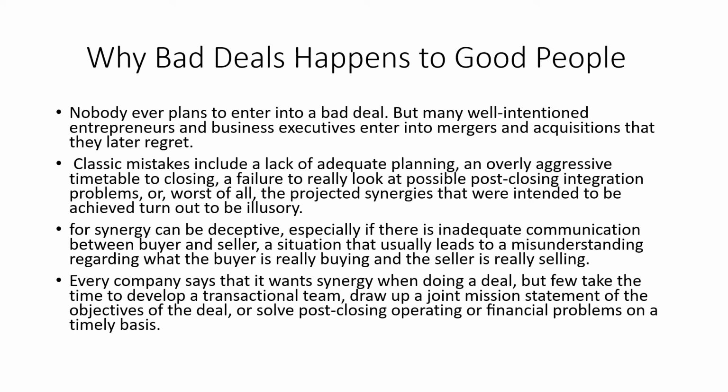Another is a failure to really look at possible post-closing integration problems. Post-closing integration problems means that once you have merged with each other, or once you have acquired the firm, there are certain problems, and you haven't actually recognized those problems. Or worst of all, the projected synergies. Synergy means that both companies separately produce something, and when you merge with each other, you will produce more than the combination of both separate productions. You want to create synergy by merging or by acquiring other firms. But when you have too many expectations of these synergies, they turn out to be illusionary. So these are the main classical problems.